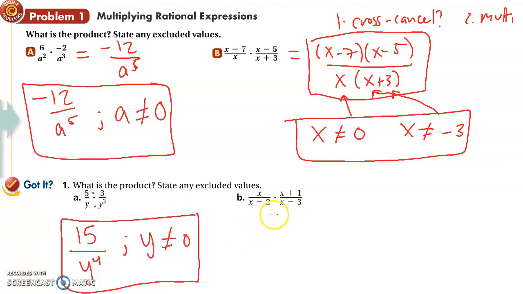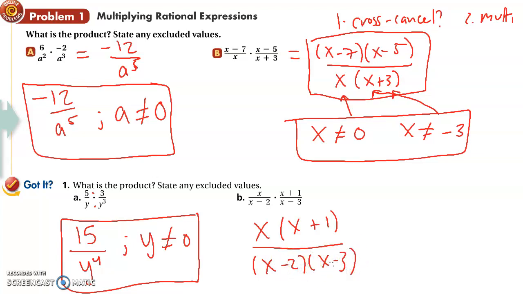Cool. Next one, can anything cross cancel? X and x minus 3? Nope. X plus 1 and x minus 2, none of those are the same. So our answer is just going to be x times x plus 1, divided by x minus 2 times x minus 3. Leave it in factored form.